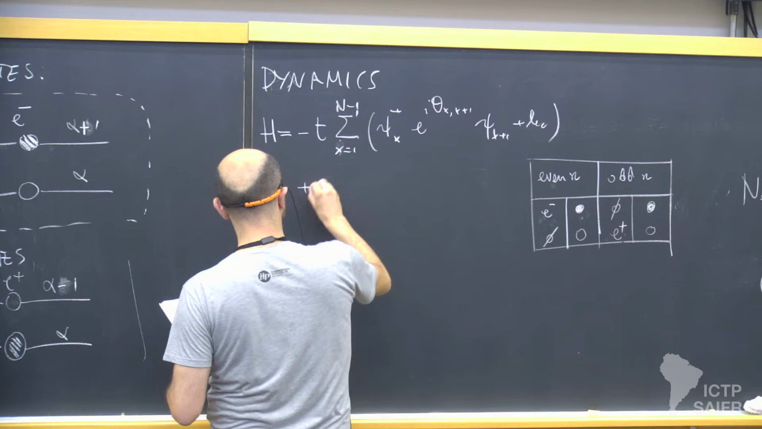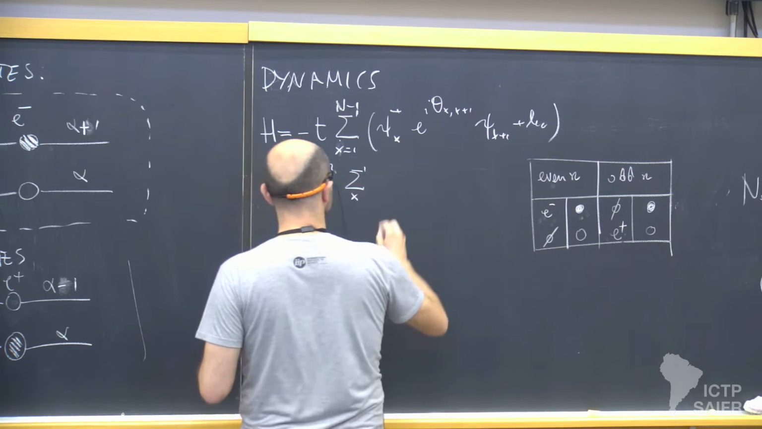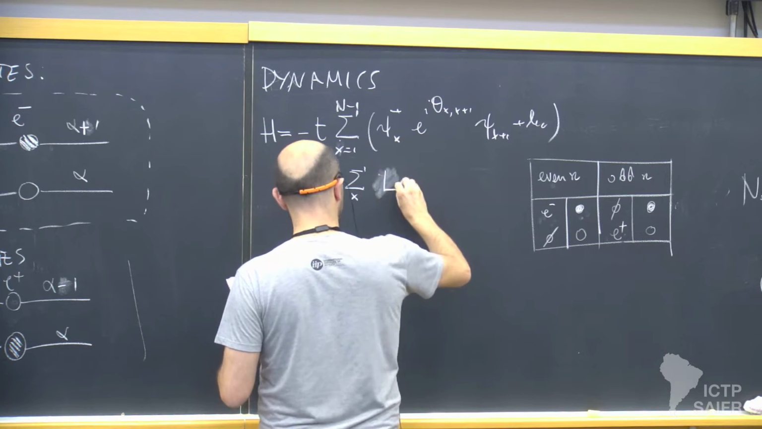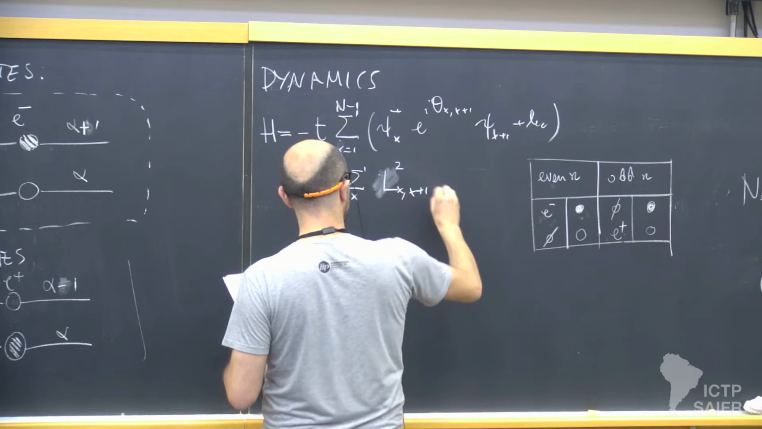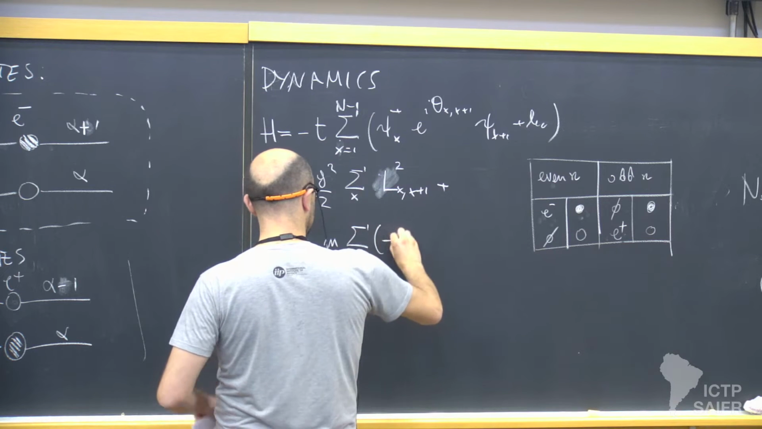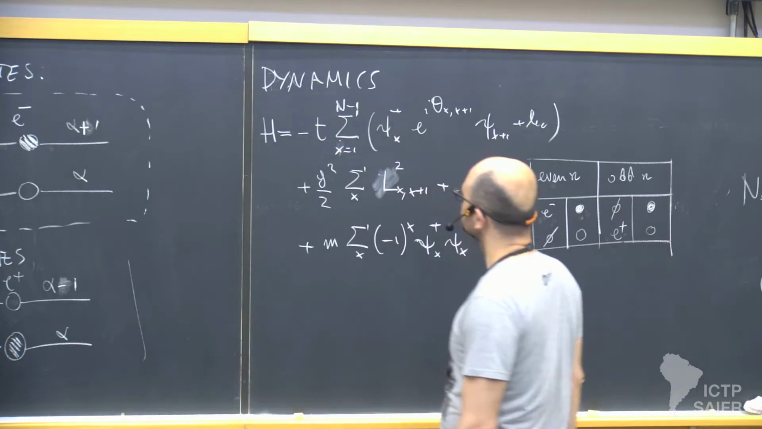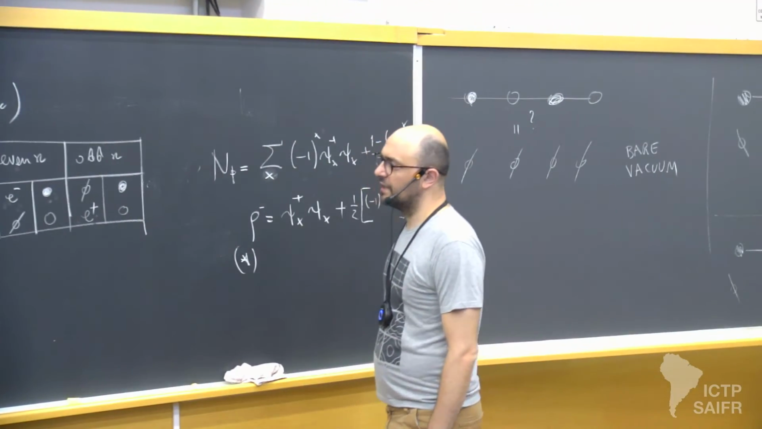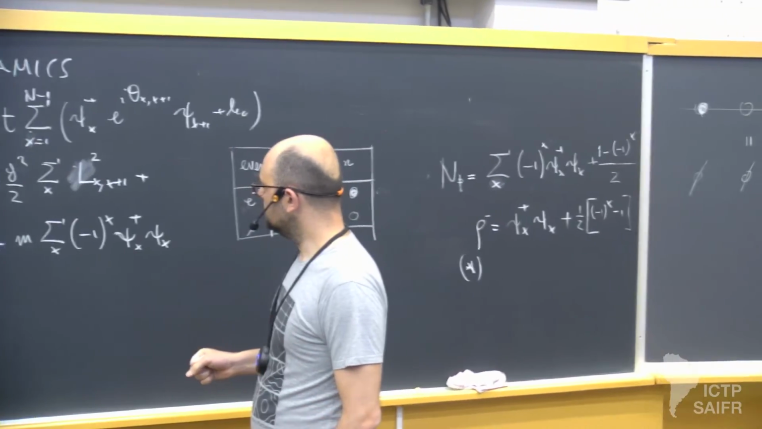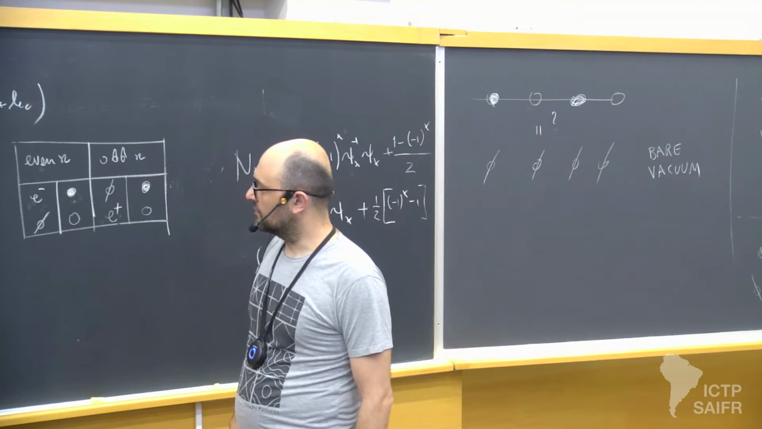Then we will have a term which is plus g squared divided by 2, sum over x, L x plus 1 squared, plus m sum over all the x minus 1 to the x psi dagger x psi x. Okay. So this is the microscopic Hamiltonian that one can propose for describing the Schwinger model.